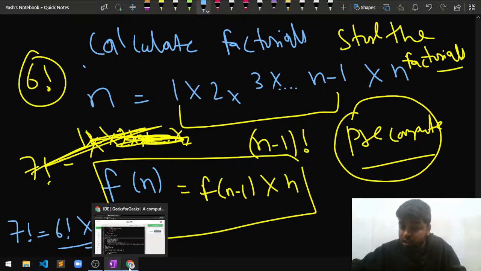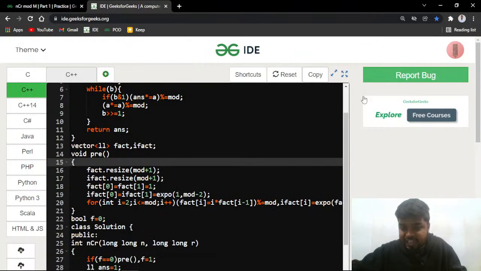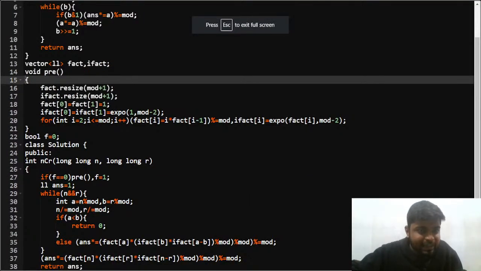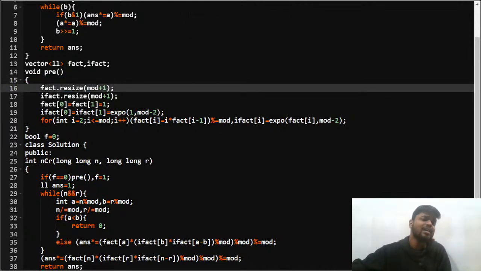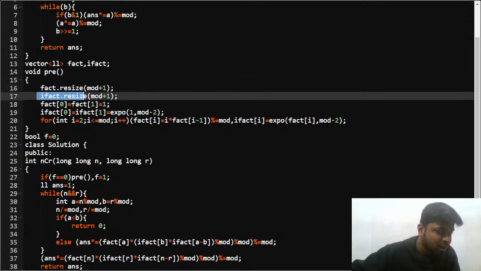So I'll be computing all the factorials before I run the function. This is the factorial array that I would be making, and this is the inverse factorial. I'll be calculating the inverse factorial, right? As I told you, the inverse factorial is B to the power m minus 2, things like that.